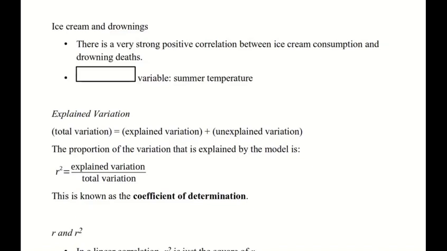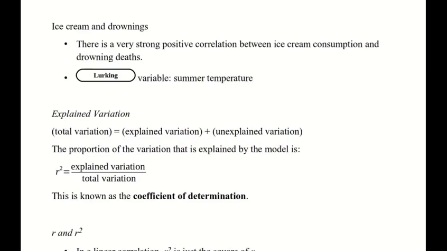The example of this that we've been using all semester is ice cream and drowning. There is a very strong positive correlation between ice cream consumption and drowning deaths. And of course that's because of summer temperatures. There's that lurking variable that causes both to happen at the same time.